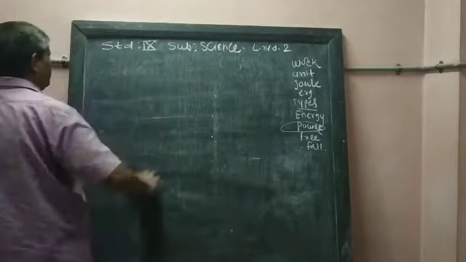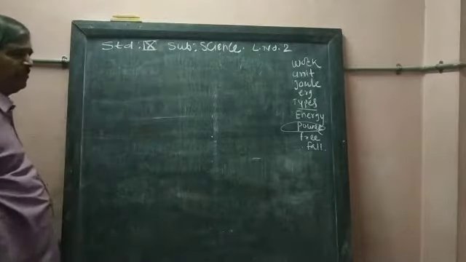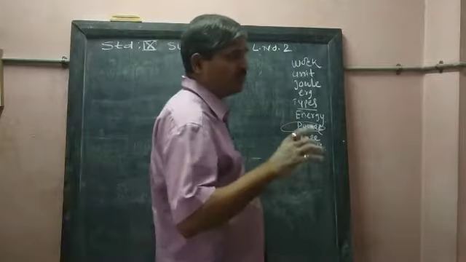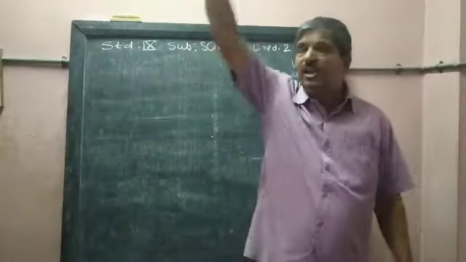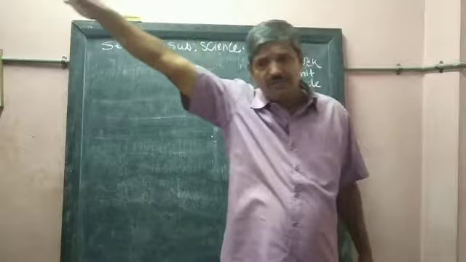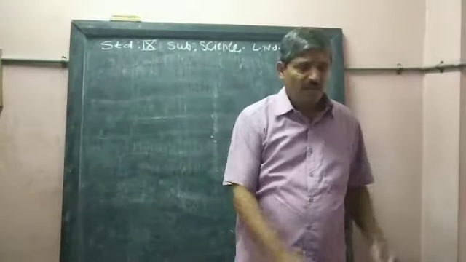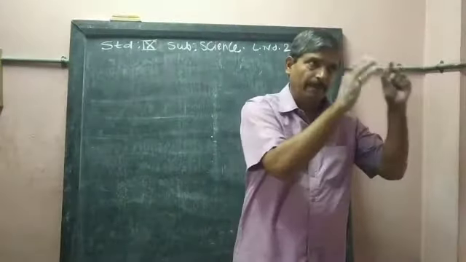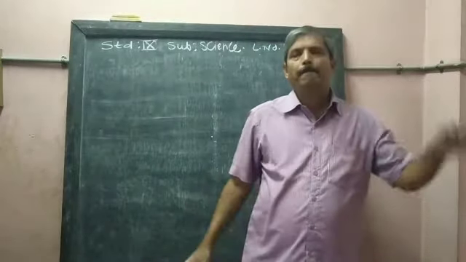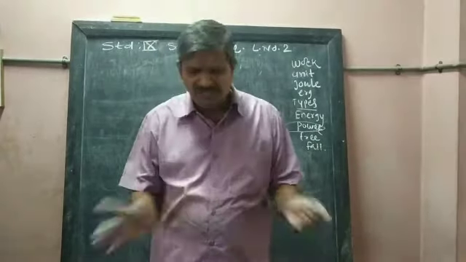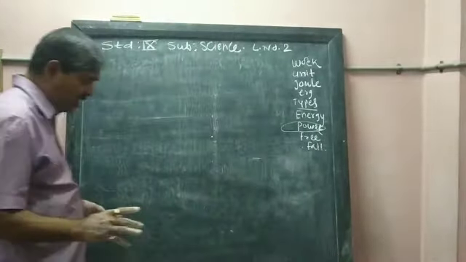Energy. We have just seen different types of energy. A magnet has energy, so it is called magnetic energy. A machine has energy, so it is called mechanical energy. The sun has energy, so it is called solar energy. Running water has energy, that is called kinetic energy. If water is stored in the dam, that is called potential energy. So these are the different types of energies.